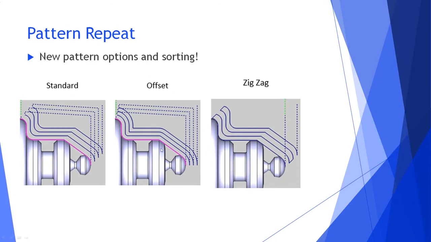Pattern repeat is obviously the ability to just have a specific shape of the geometry and repeat the pattern however many pieces you'd like.